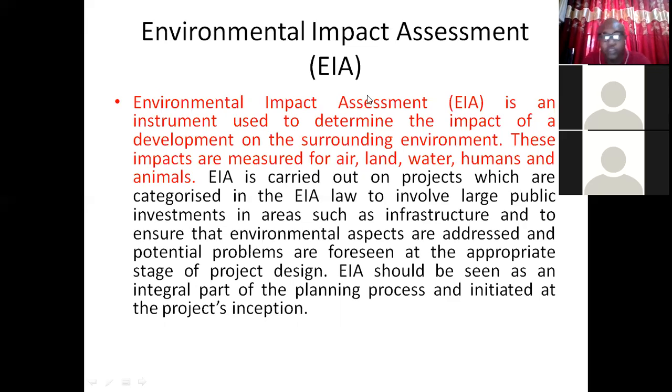Check your connection, please. So EIA is carried out on projects which are categorized in the EIA law to involve large public investment or large infrastructure, or have been determined to have impact on their immediate environment. That is why we carry out what we call EIA.